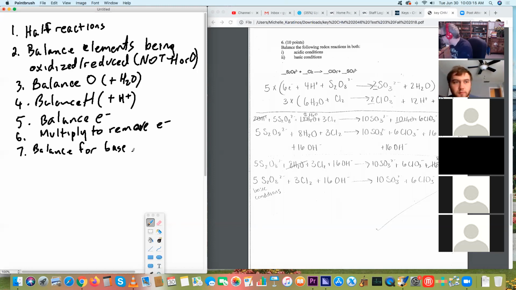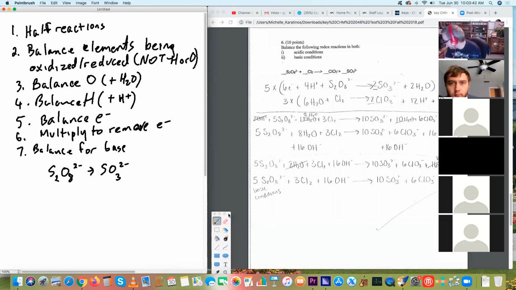Okay, so for something like this, I'll just go through all the steps here. Can't help but think I've missed something, but we'll see that as we go, I hope. So if we're looking at half reactions here, we'll do S2O8 2-, and that's going to give SO3 2-. The element being reduced or oxidized here, we don't know which yet, is going to be the sulfur. So that's why I've chosen those two specific things as being part of that half reaction. The other one here is Cl2 goes to ClO3-. And that's going to be the other half reaction. So that's step one done.